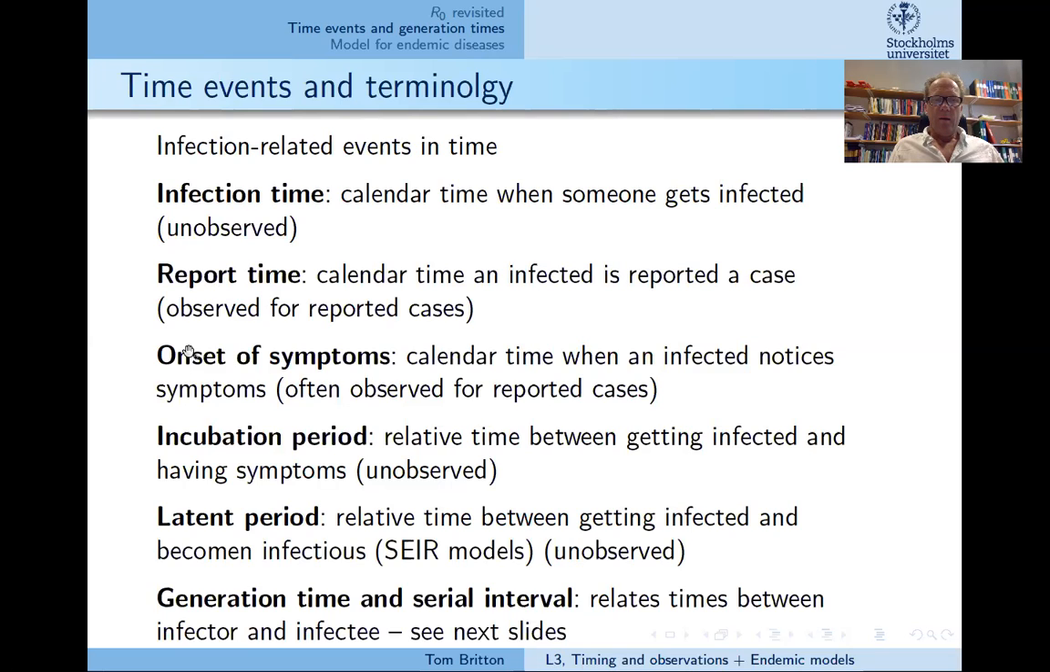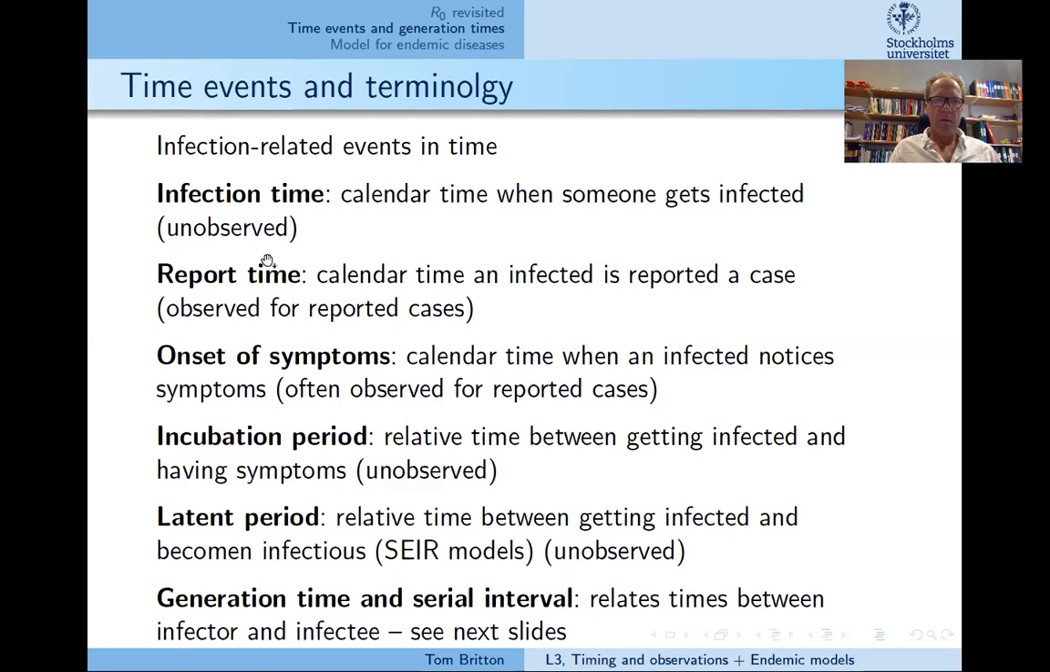And then I have an onset of symptoms. The date for onset of symptoms in my description was June 25. And this is often observed, and the same with the reporting time. So these dates are typically observed, but not for everyone, but for the people seeking medical help.